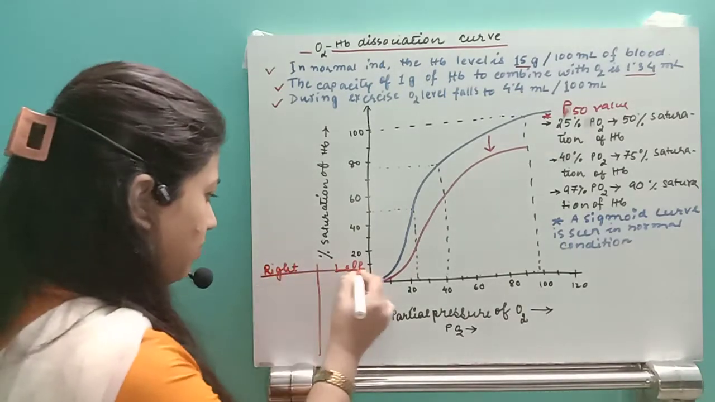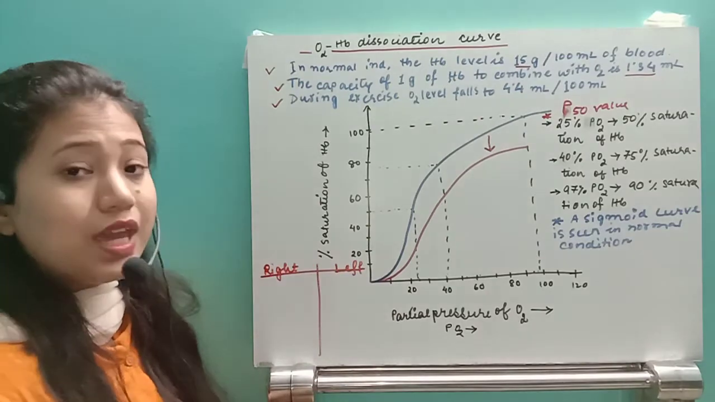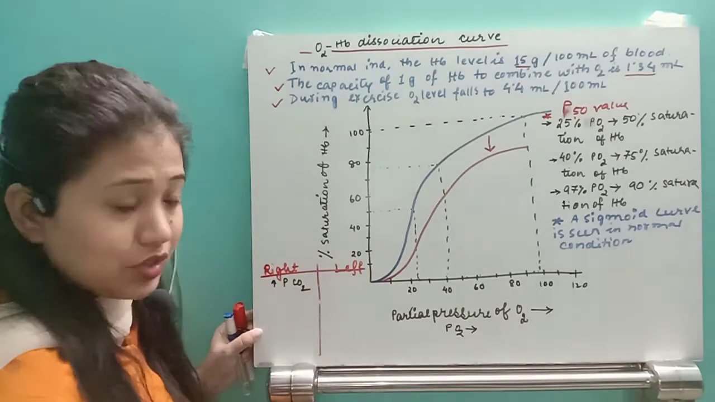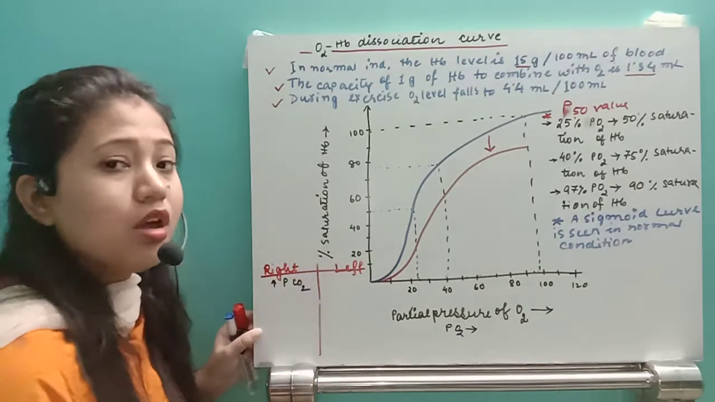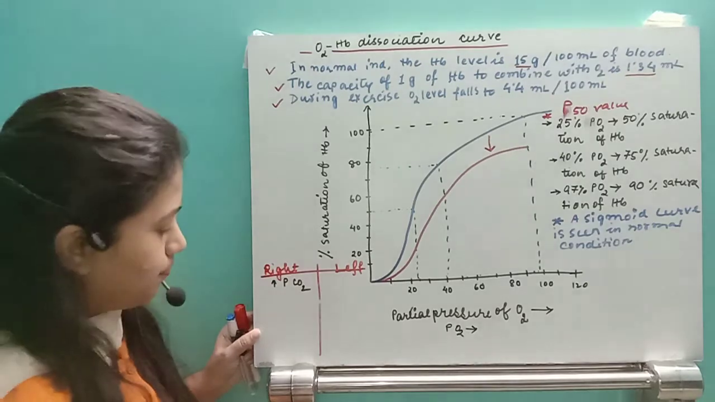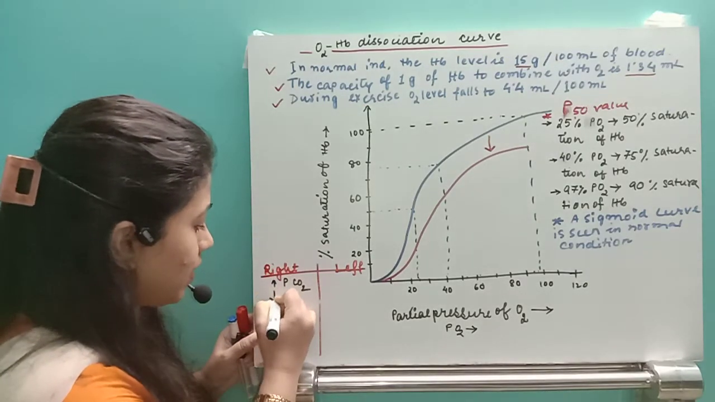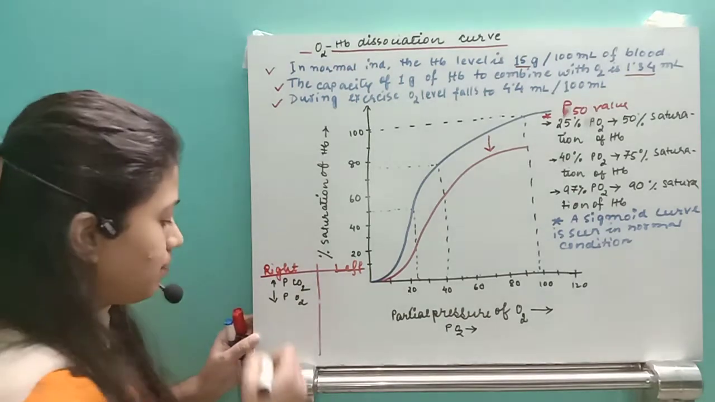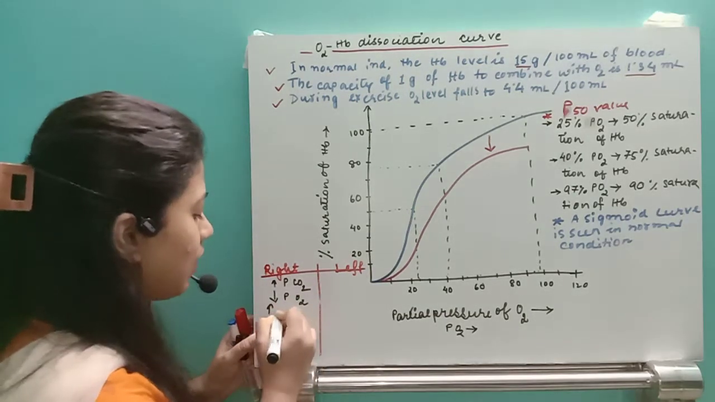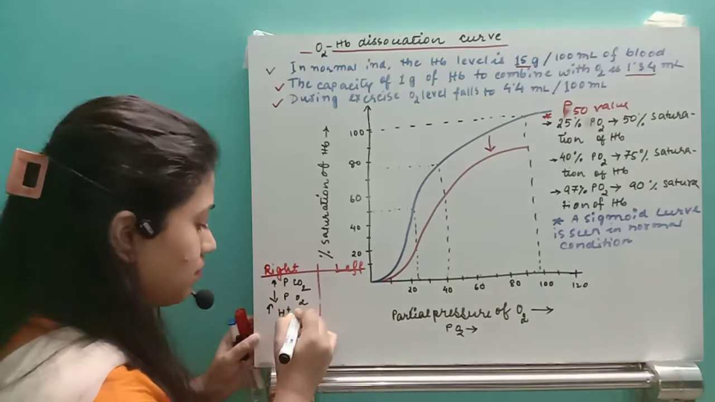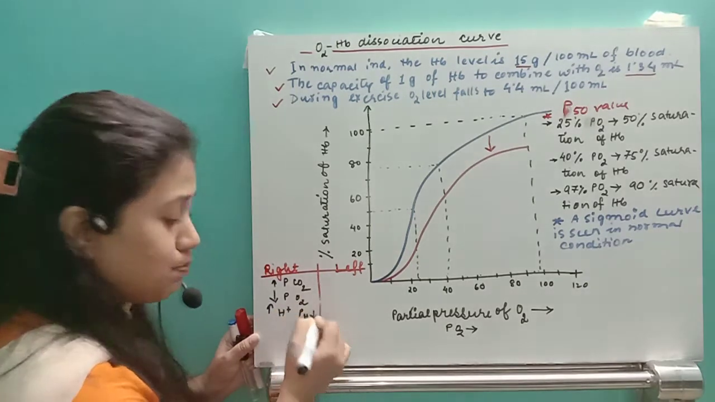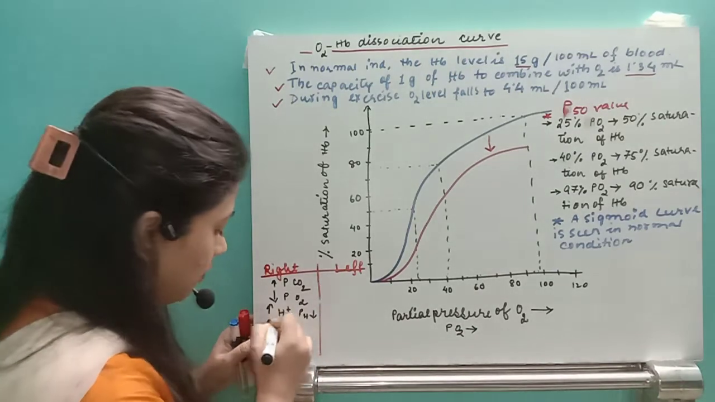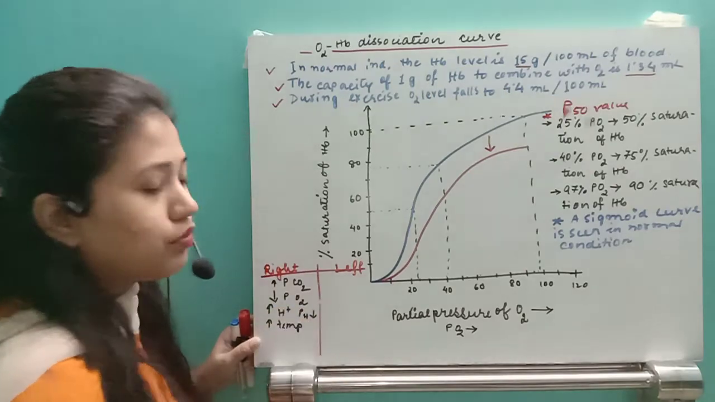Okay, so remember one thing: whenever we have a very high partial pressure of carbon dioxide, this oxygen hemoglobin dissociation curve will shift to the right. Whenever we have a very low partial pressure of oxygen, then also the curve will shift to the right. Whenever we have a high level of hydrogen ion, that means less pH, then also the curve will shift to the right. Then whenever we have high temperature, then also the curve will shift to the right.